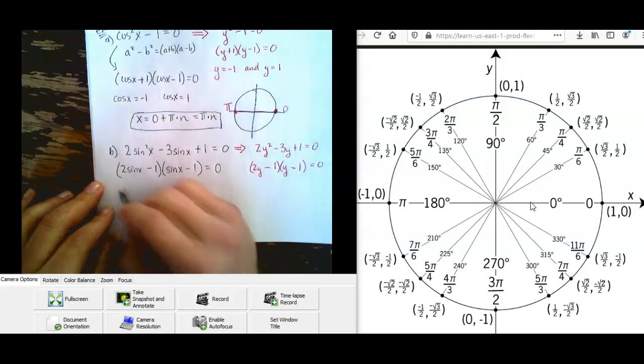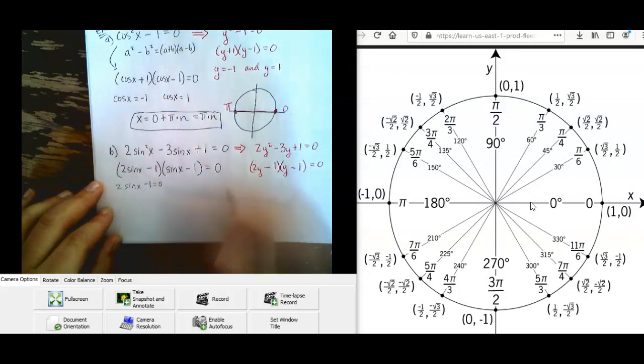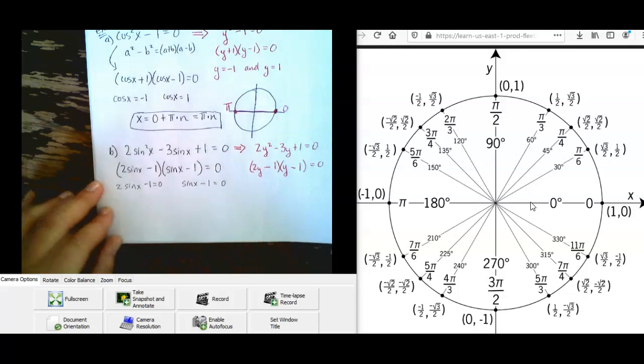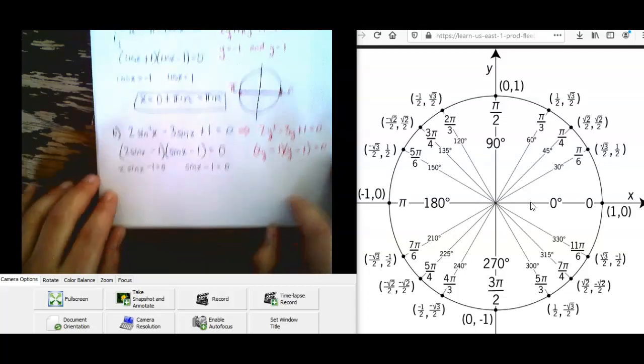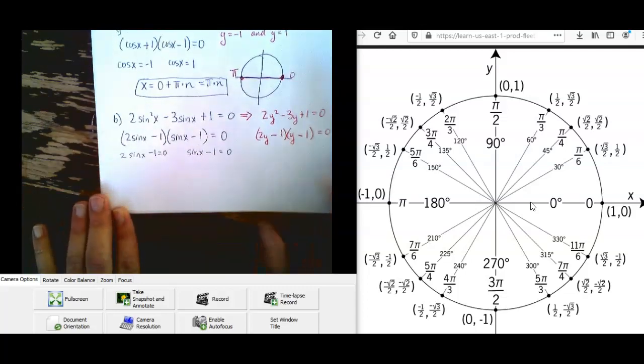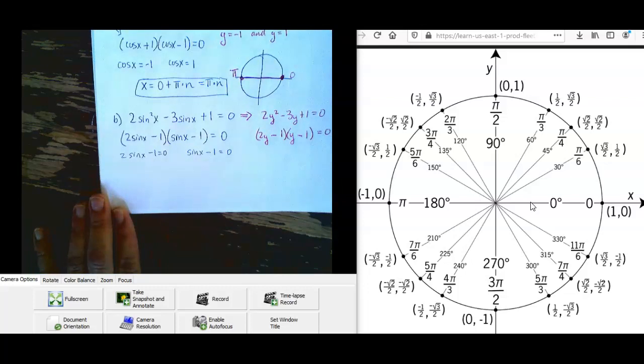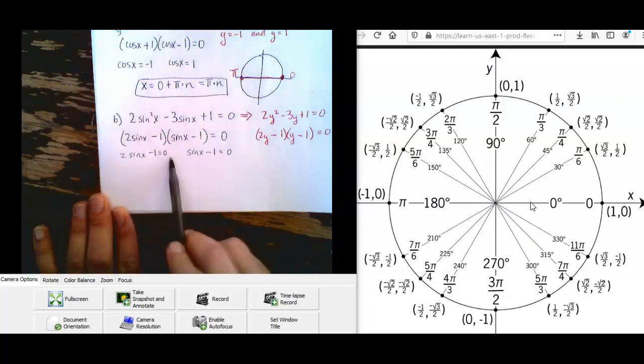So this means that 2 sine x minus 1 equals 0 and sine x minus 1 equals 0. So we have two little equations to solve. Remember, this one is like one that we've done before. So we just solve this, find the solutions for this equation, solve this, find the solutions for that equation.